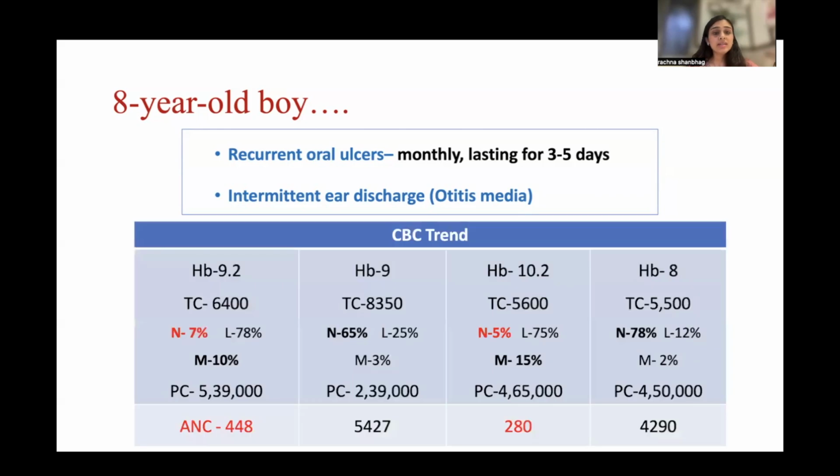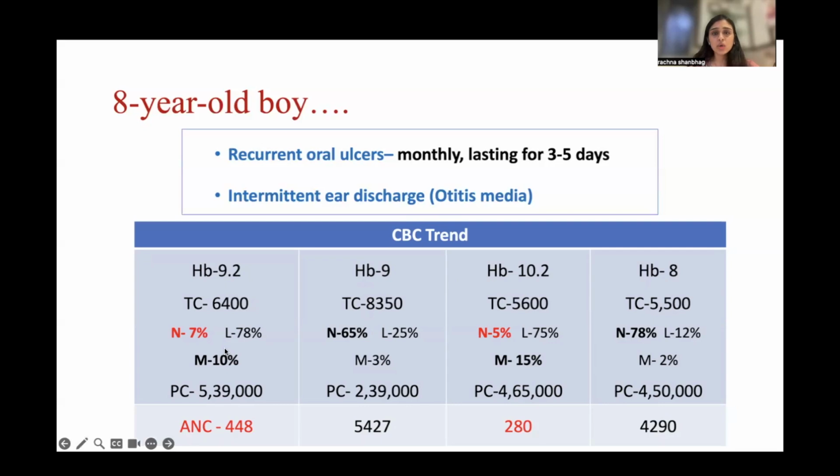When we tabulated these CBCs, we realized that in some CBCs, this child was having low neutrophil counts. As you can see, the absolute neutrophil count on 2 occasions is less than 500. And in the other CBCs, the neutrophils go back to normal. What is also noticeable here is that during episodes of neutropenia, we also see that this child has monocytosis.